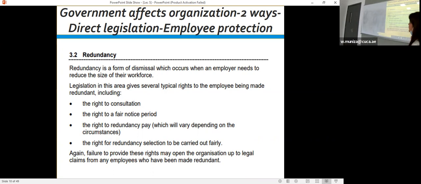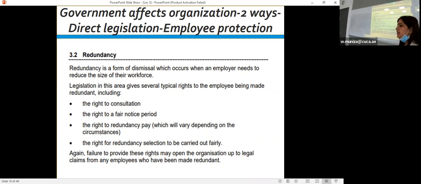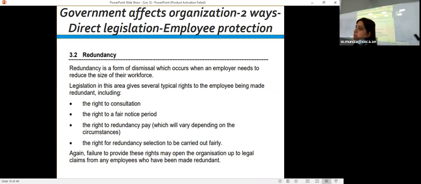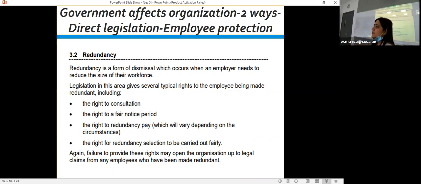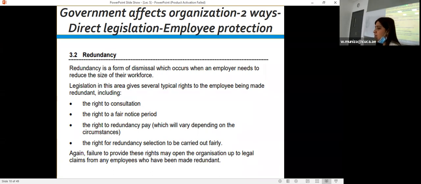What does your book say about it? Let's read. Redundancy is the form of dismissal which occurs when an employer needs to reduce the size of their workforce. Maybe because the employer does not have certain factors of production, or the resources are now limited. That is why the employer is reducing the workforce in the organization. So this particular type of dismissal will be known as redundancy.